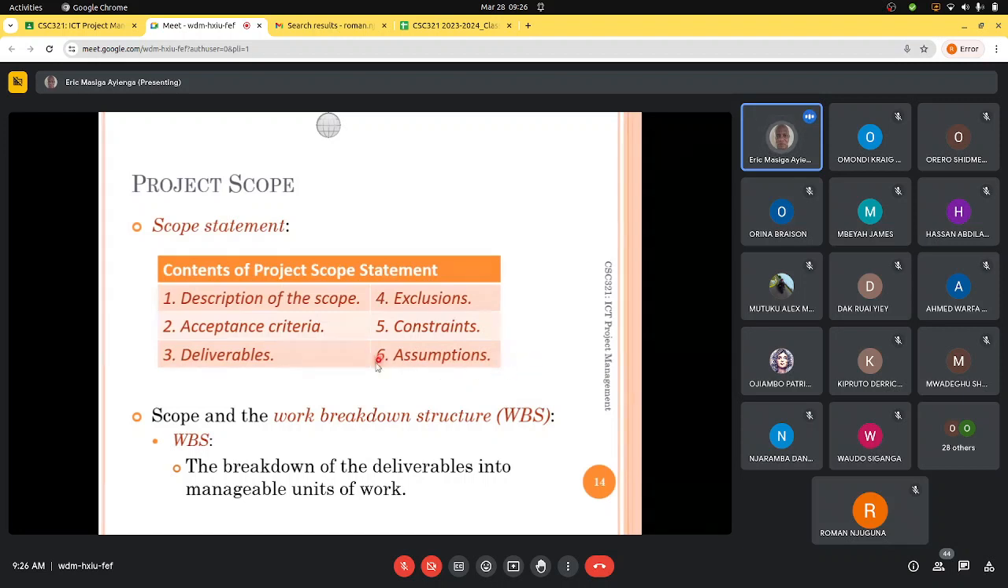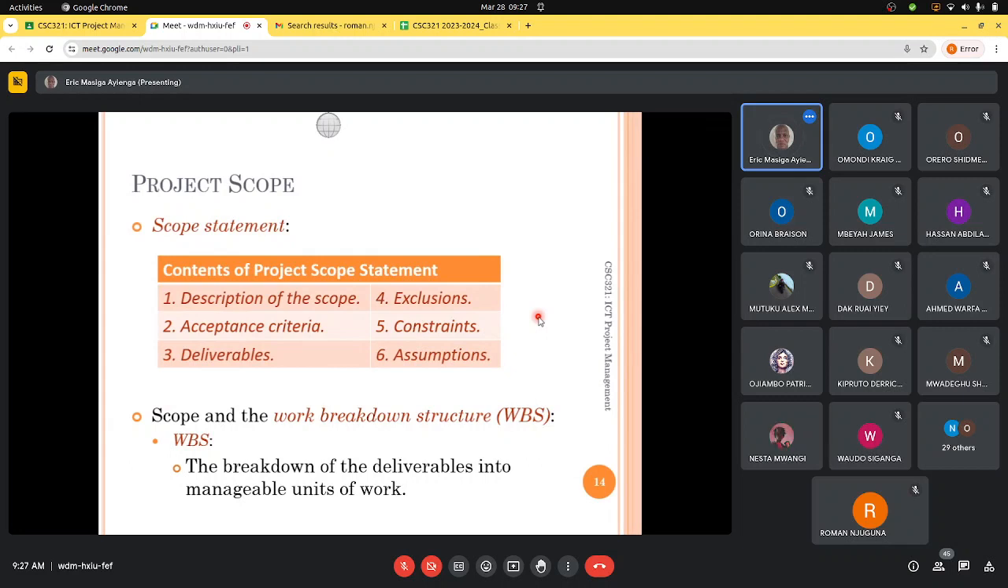Then number 6, you must put there assumptions. Assumptions are things like suppliers will supply things on time. Assumptions is nobody will fall ill. And things like that. So you tell him, we are assuming that these things are going to work in an ideal way. So that project charter will have those things where you shall describe, you shall give the acceptance criteria, the deliverables, the exclusions, the constraints, and the assumptions.